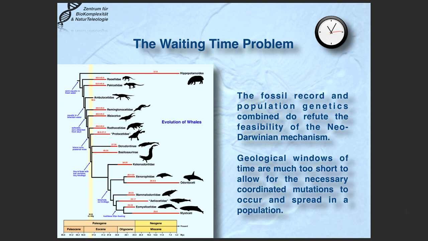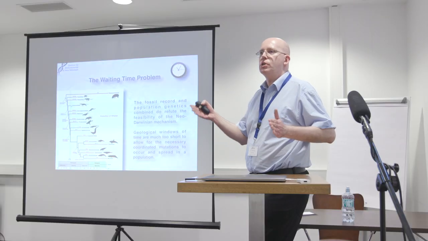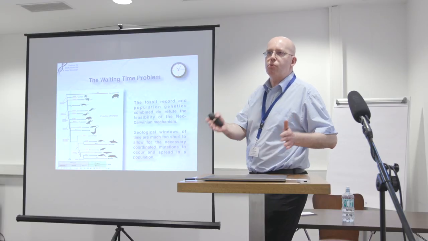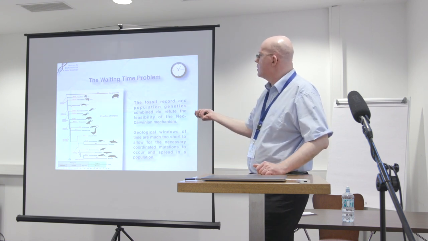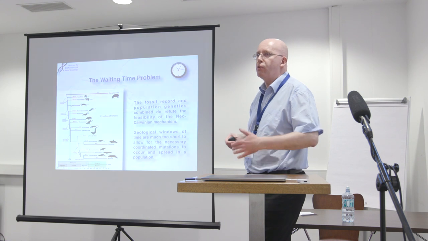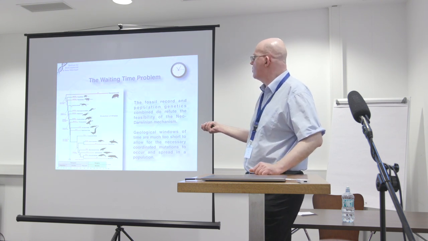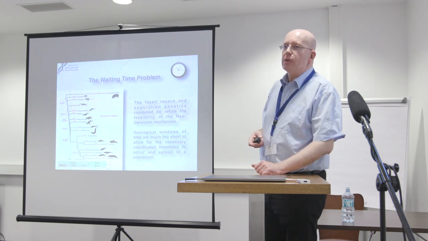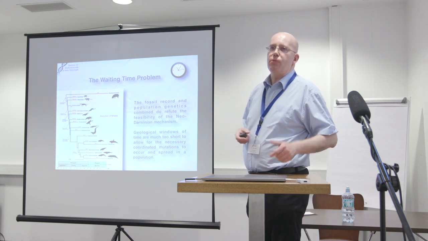One problem, of course, is the contradiction to the gradualistic prediction of Darwinism, but there's also this waiting time problem, and we will hear more about the mathematical side of this problem in the talk by Ola Hössjer, I think tomorrow on the schedule. Basically, if you compare the windows of time established for certain transitions in the fossil record, for example, the transition between a pig-like ancestor of whales like Pakicetus and the first really whale-like, dolphin-like forms like Dorudontidae or Basilosauridae, there is only a window of time remaining of about 4 to 5 million years.